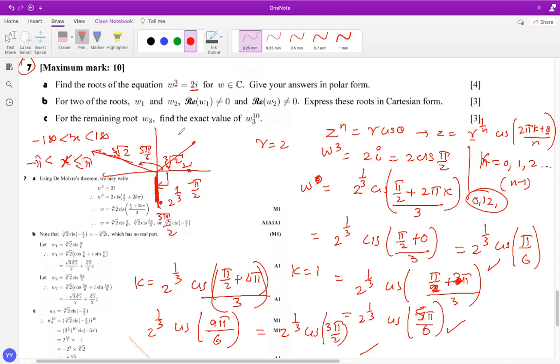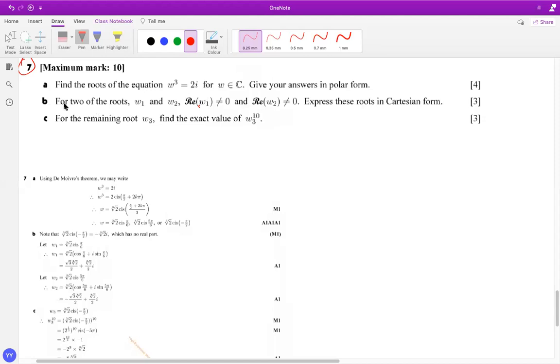This is how you show them. These roots will lie along a circle if I join them, because all of them have the same radius, cube root of 2, and you can see that the gap between them is 120 degrees, or 2 pi by 3. So they are equidistant roots.